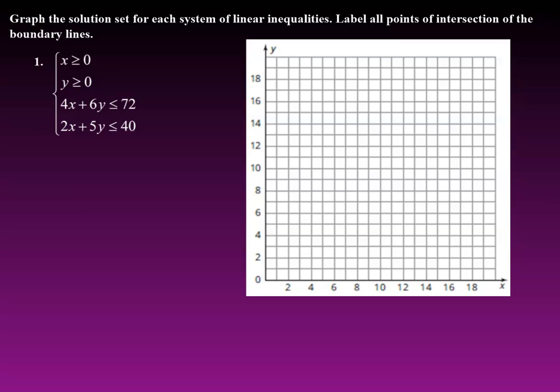Graph the solution set for each system of linear inequalities. Label all points of intersection of the boundary lines. So the first two lines on here are the easiest ones to graph. The first line is x is greater than or equal to 0. So they already have the x-axis, which is x equals 0, and we are shading above it.